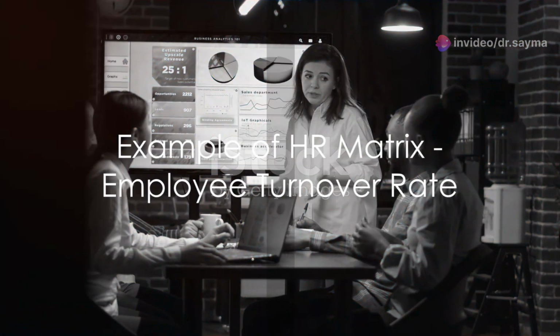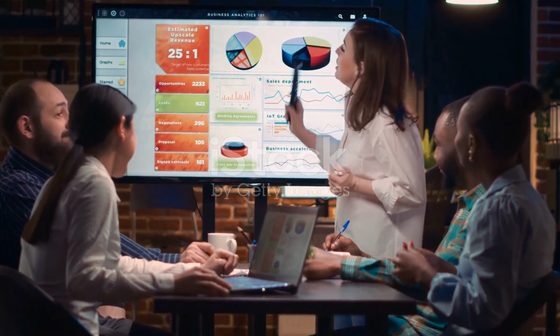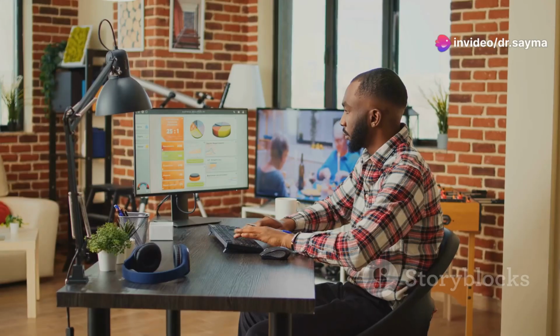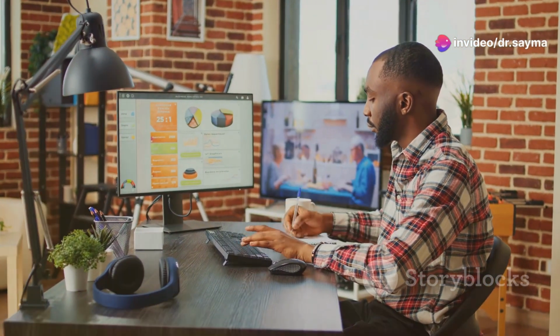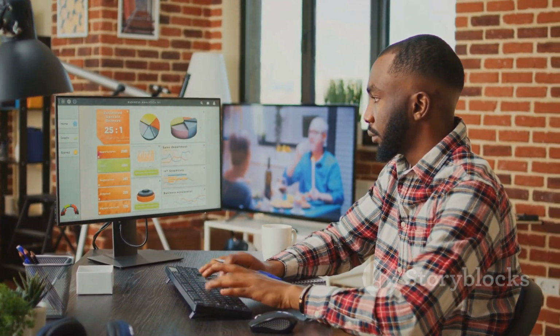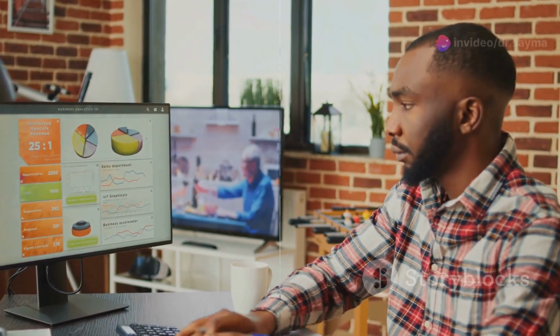Example of a commonly used HR metric with its formula. One of the most commonly used HR metrics is the employee turnover rate. The formula for calculating the turnover rate is the number of employees who left during a specific period divided by the total number of employees at the start of the period. The result then gets multiplied by 100, depicting the turnover rate in percentage form.